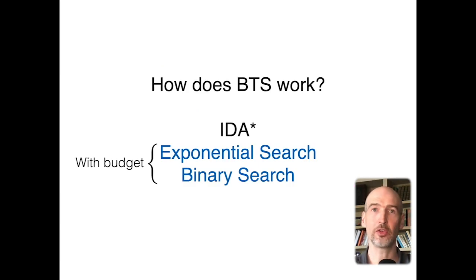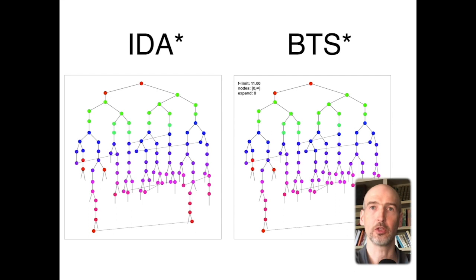So how does budgeted tree search work? Well, it's IDA star, except that when IDA star fails to cause the tree to grow exponentially, that is the conservative bound of IDA star, we're going to increase it exponentially. And then we'll do a binary search if we need to, but using a budget on these searches to ensure that we don't pay too much cost when doing these searches.